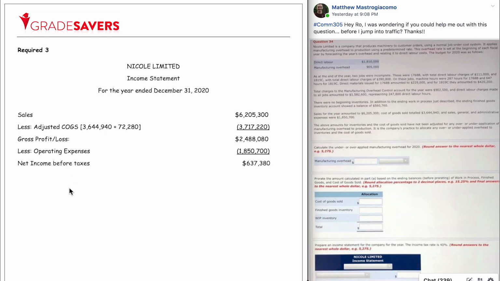So I'm going to deduct the operating expenses, and now what's going to be left over is essentially our pre-tax income. From our pre-tax income, we're now going to deduct the taxes. We're offered a tax rate of 40%, so 40% of $637,380 should amount to $254,952. If we take the difference between our income before taxes and our income tax expense, then the balance is going to be our net income or net loss. So in this example, I'm getting a net income of $382,428. So that should be the final answer for required 3.